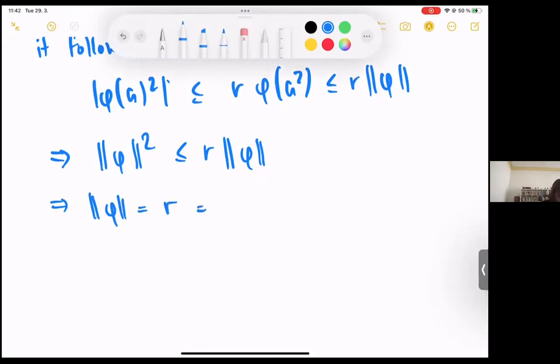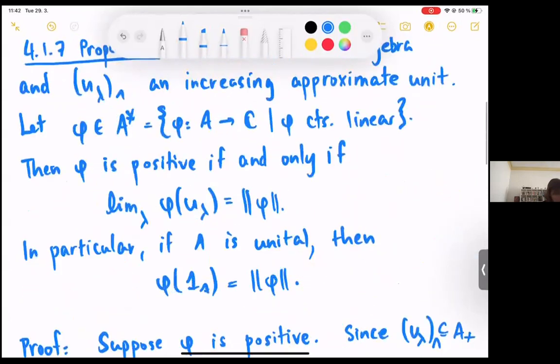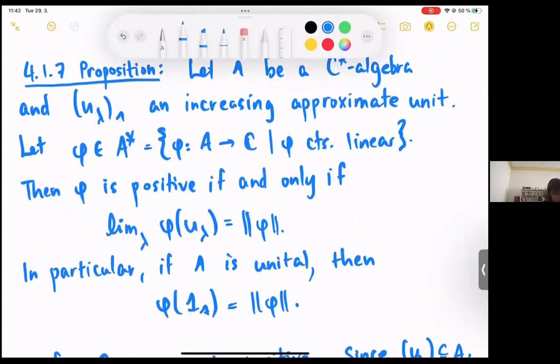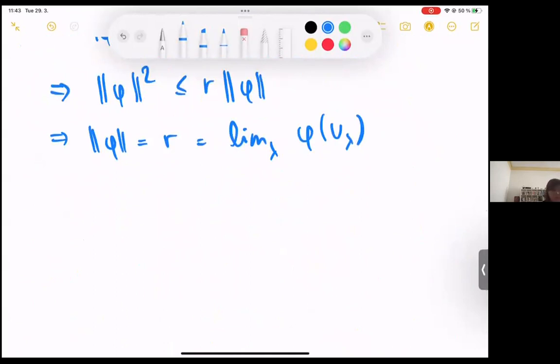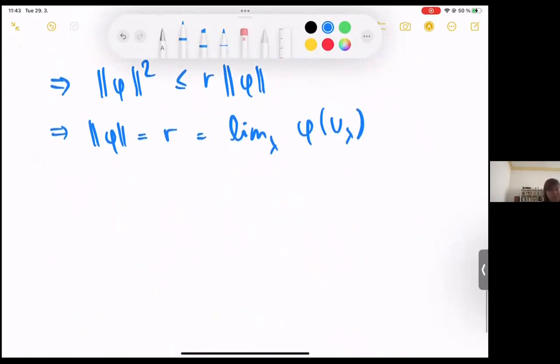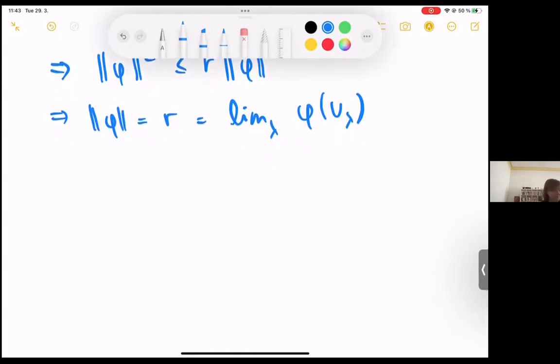and what was r? This was just the limit as we wanted it to be. So that's what we were trying to show. So that's one direction. So now we want to show that if this condition on the norm is true, if it's realized by this approximate unit, then in fact our continuous linear functional is in fact positive.